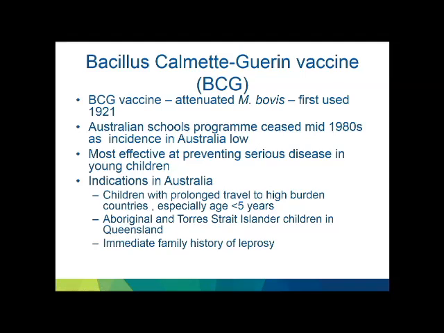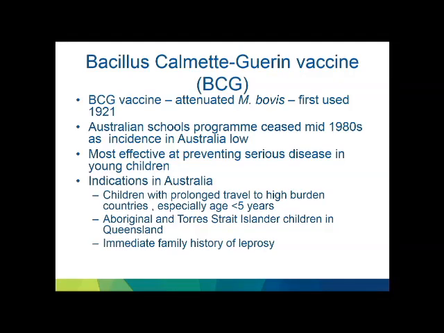Basically, the risk of the vaccine, which was low, was still higher than the risk of TB, which was very low. The TB vaccine, BCG, is not particularly good at preventing adult TB, but it is effective at preventing the most serious forms in children, including preventing death. So our current indications for BCG in Australia and Queensland are in children who are travelling for prolonged periods to high-burden countries, particularly if they're less than the age of 5 years. And in Queensland, we offer BCG to all Aboriginal and Torres Strait Islander children.